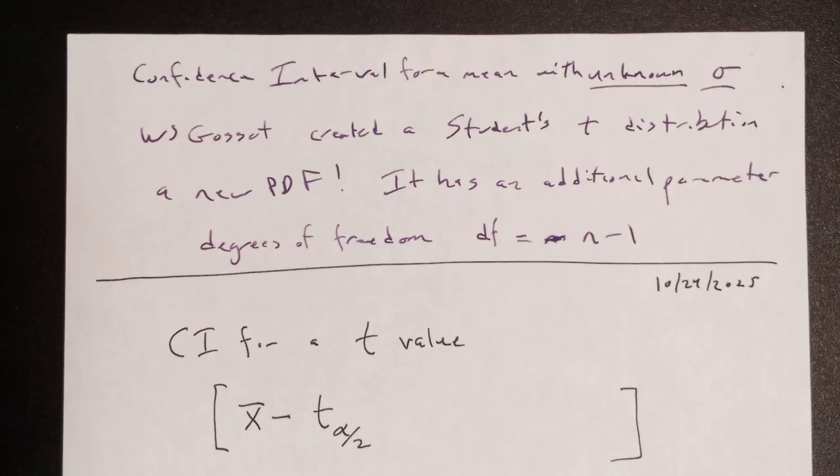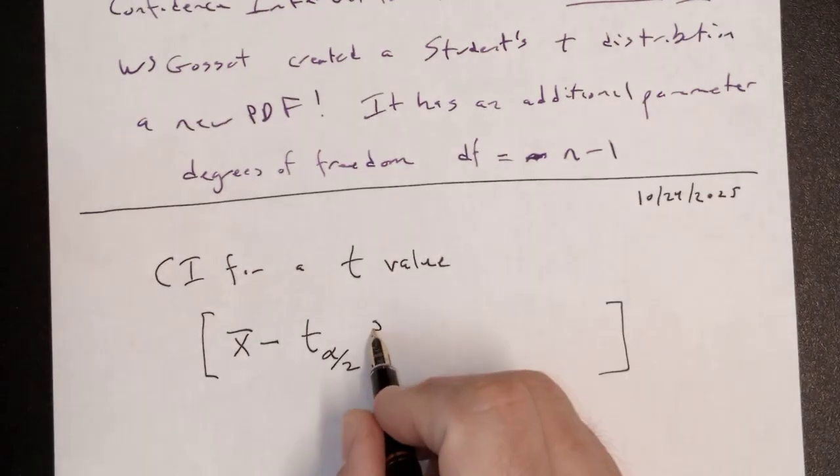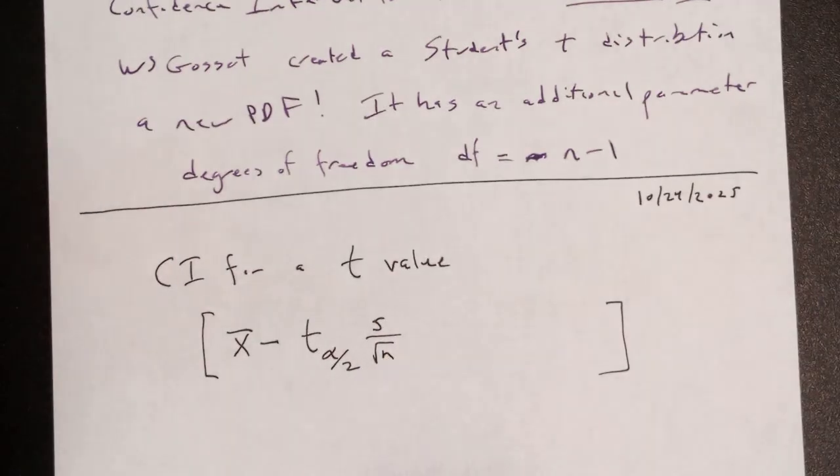The T takes into account the fact that I don't know the population standard deviation and allows me to use the standard deviation from my sample. So instead of sigma over the square root of n, I'm going to use S over the square root of n. So it's still the same idea, standard deviation over the square root of n.